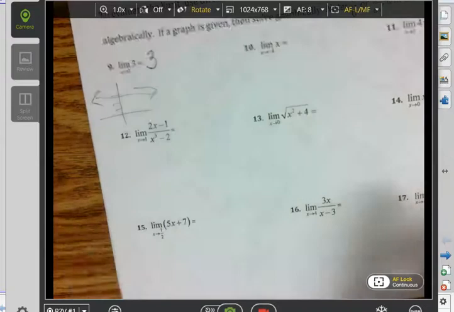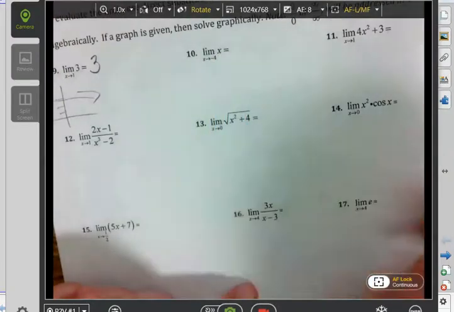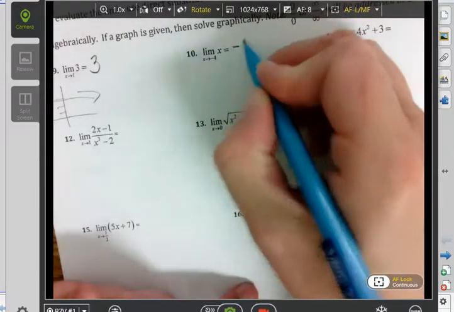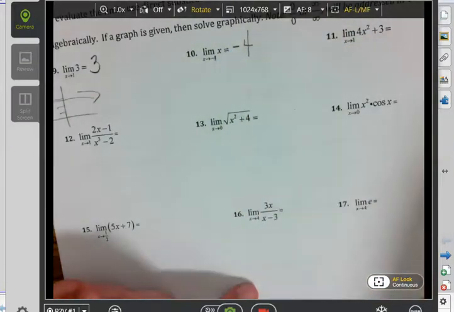Okay, the next one, the limit as x approaches negative 4. So you're going to put negative 4 in for the x. What do you get? It's just negative 4. Okay, see how I just substituted it in for the x? Sometimes the easiest problems are the most confusing.